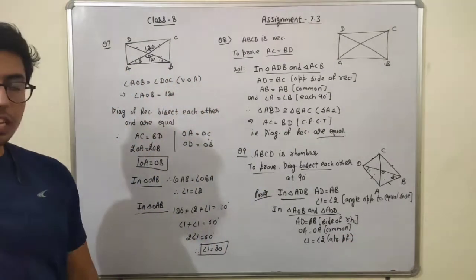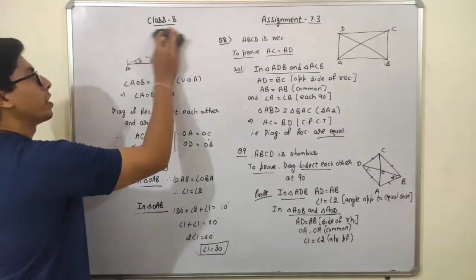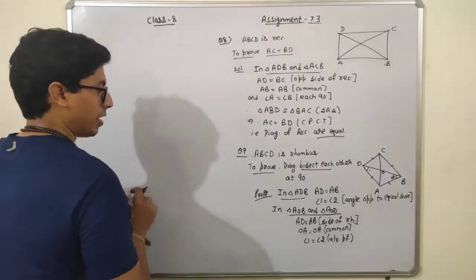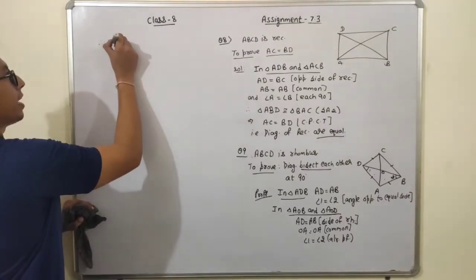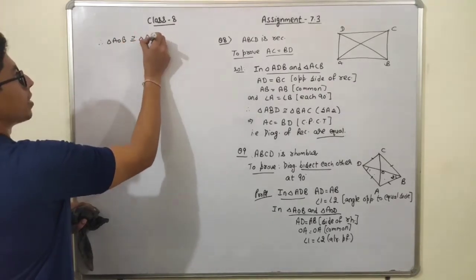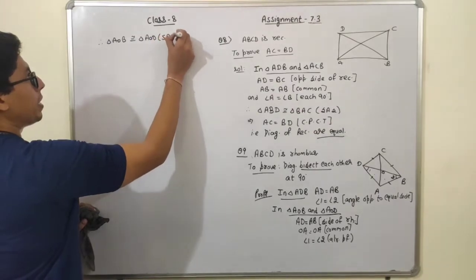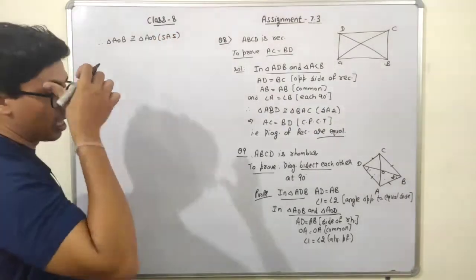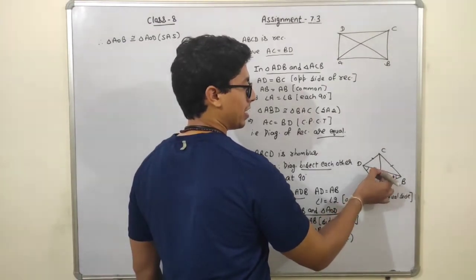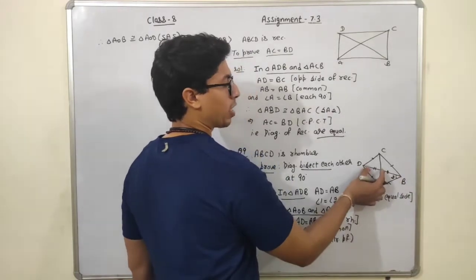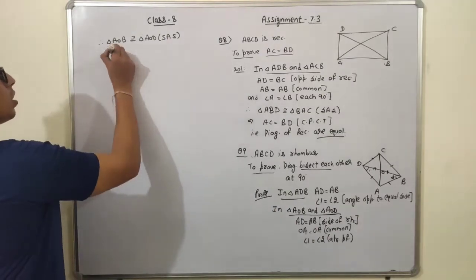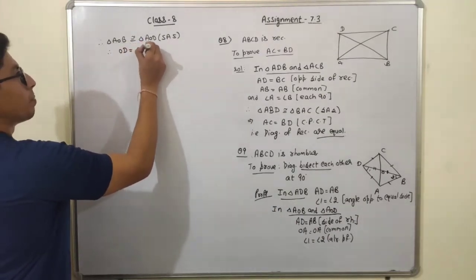So both the triangles are congruent, students. Therefore triangle AOB is congruent to triangle AOD by the SAS property, because two sides and one angle are equal. Now students, these two triangles are congruent. So I can say that OD is equal to OB, because I take OD from this triangle and OB from this triangle. Therefore, OD is equal to OB by CPCT.